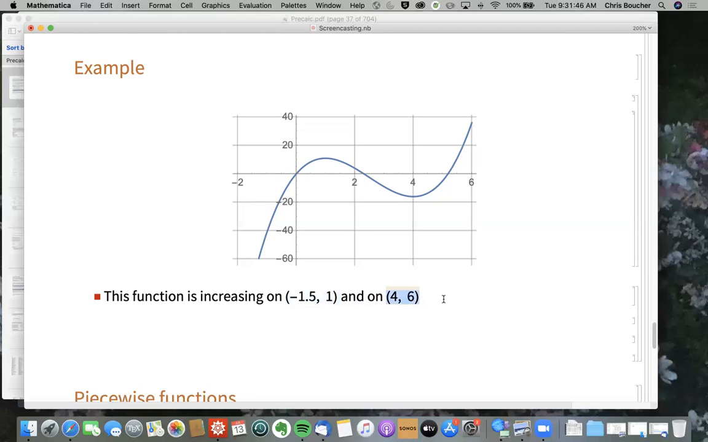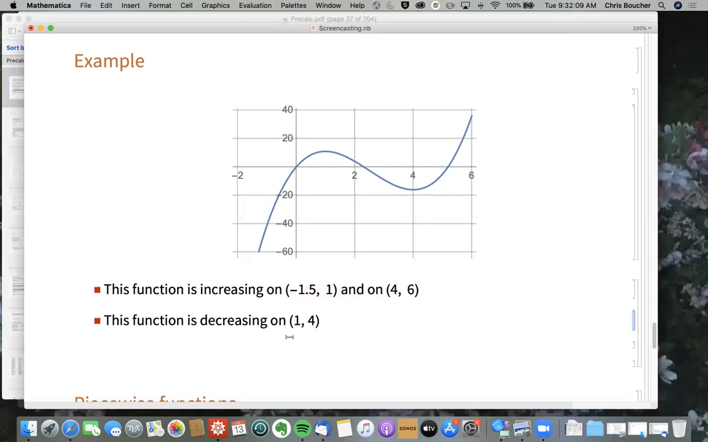As far as decreasing, well, it's decreasing from this point right here to this point right here. And again, we're going to express that as an input interval. The left-hand input is about 1, and the right-hand input is 4. And we should match this up with the values that we used in the first part of the example. So it's decreasing again on the interval from 1 to 4.